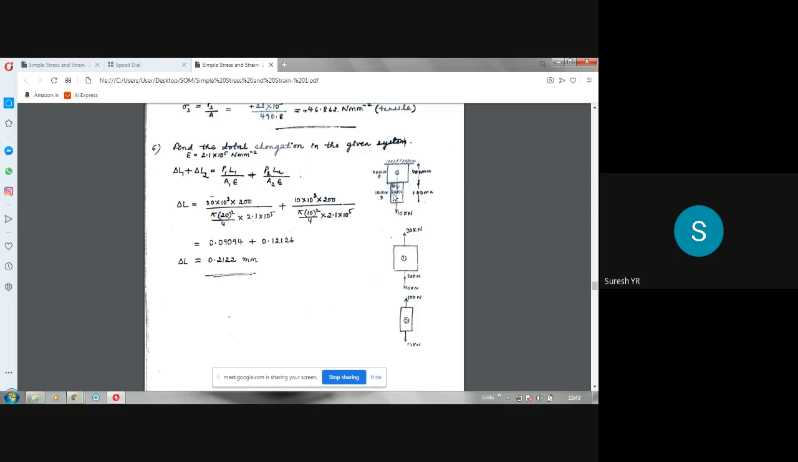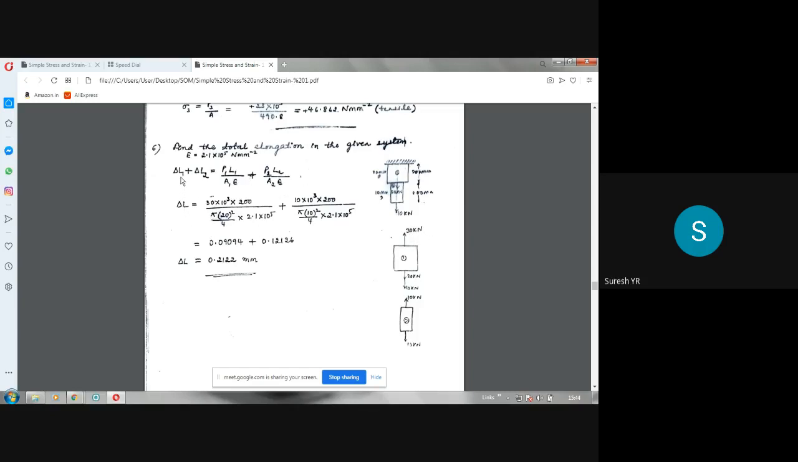Now here area is different. So the diameter is different. Pi d square by 4. So for this second bar, area will be pi into 10 square by 4 millimeter square. For the first one, area will be pi into 20 square by 4. Okay. And P value for this is 10 kilonewton. P value for this is 30 kilonewton. So that kilonewton should be converted to newtons. So that's what has been done here.